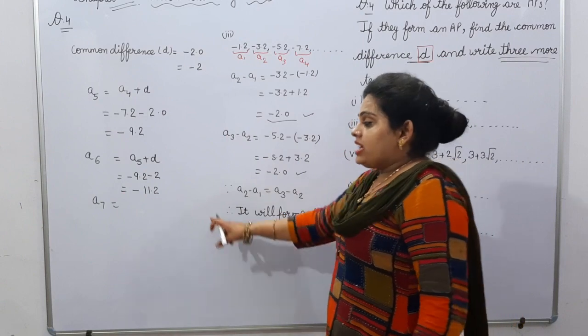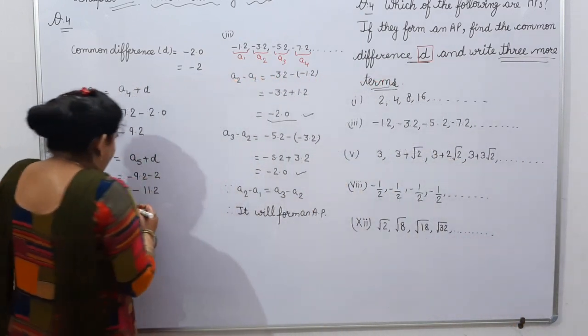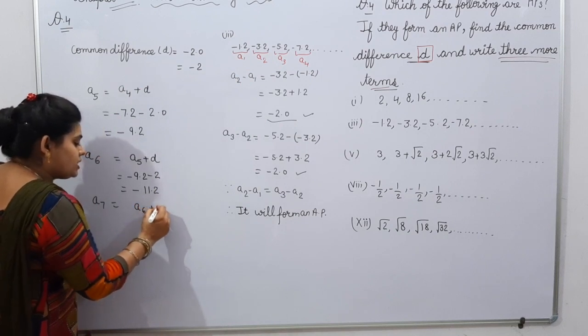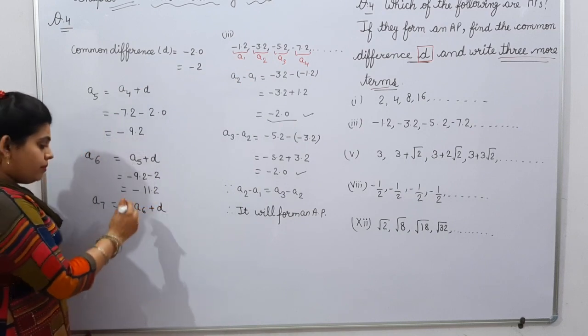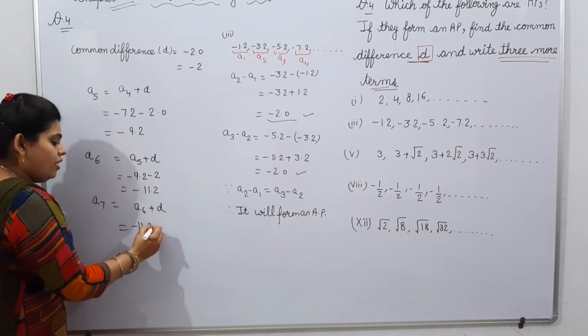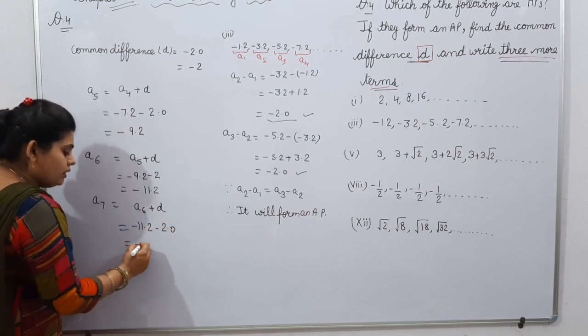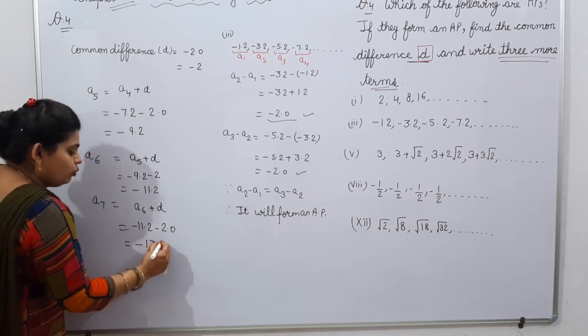Now the next term, means A7. How will we find this A7? By adding D into the sixth term. And what is our sixth term? -11.2. And what is the value of D? -2.0. Now from here, -13.2.